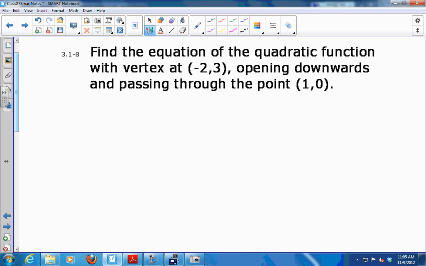So if you're given the vertex, which form of a quadratic function do you want to use? Vertex form, the one that has the vertex in it. So let's just start by writing that out.